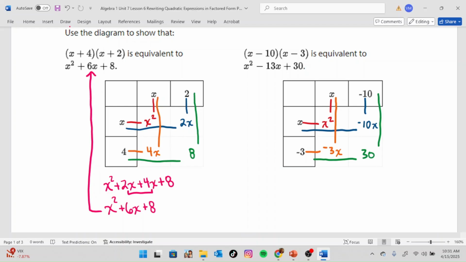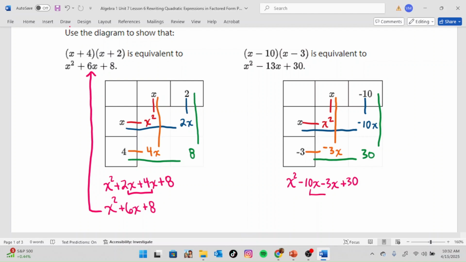Now on the right side, we'll do the same thing. We've got this x squared in red, minus 10x in blue, minus 3x in orange, and plus 30 in green.